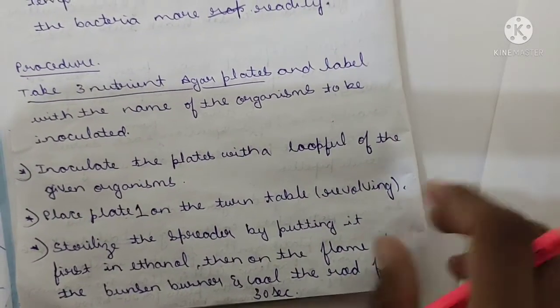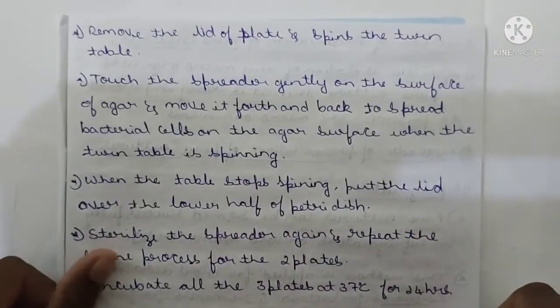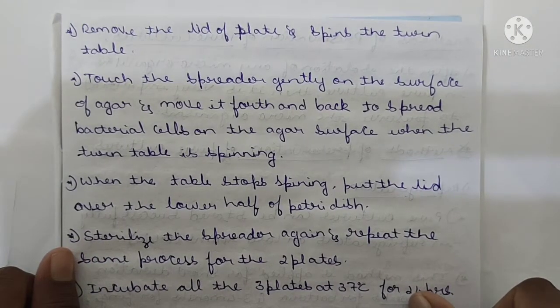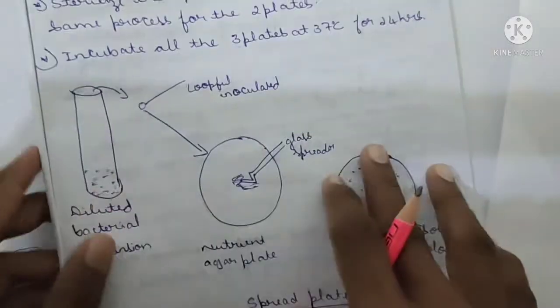Got it? Now sterilize the spreader by putting it first in the ethanol, then on the flame of the Bunsen burner, and cool the rod for 30 seconds. Now let's understand. Remove the lid of the plate and spin the turntable. We have to remove the lid of that plate and spin that table.